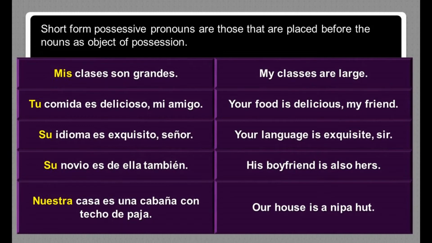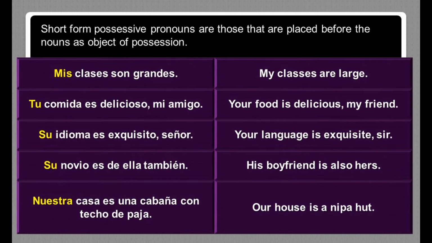Short form possessive pronouns are those that are placed before the nouns as object of possession. Take note that the possessive pronoun agrees in number with the object it possesses. In the case of "my classes are large," mis clases son grandes, mis agrees with classes, plural form. So you see in the following examples, the possessive pronouns are placed before the objects being possessed. Take note as well that the possessive pronouns agree in number with the object. Like in the case of classes, which is in the plural form, the possessive pronoun is also in the plural form, mis. So we have the following.